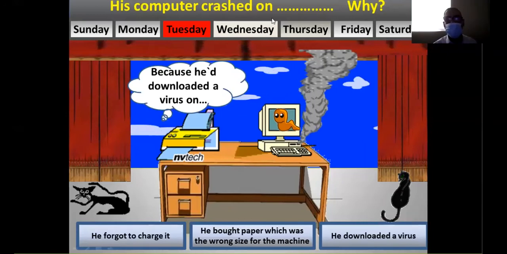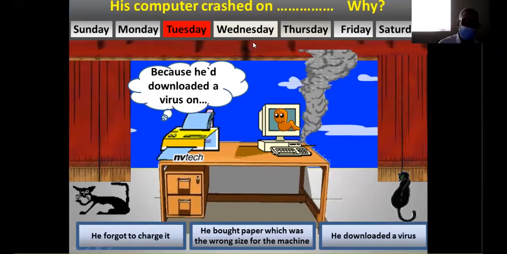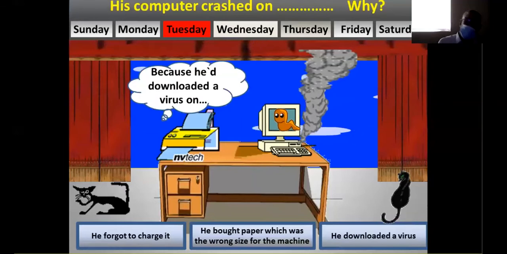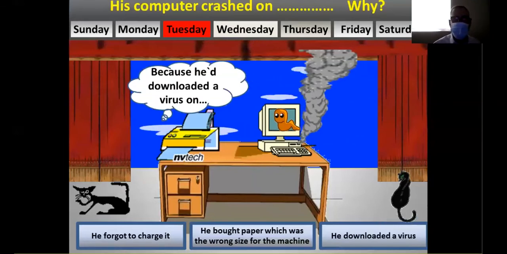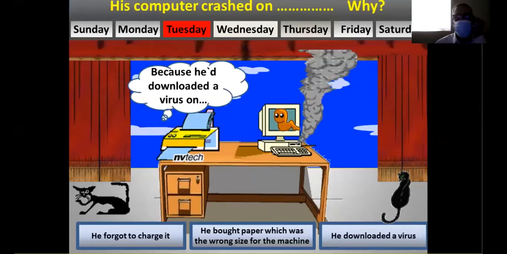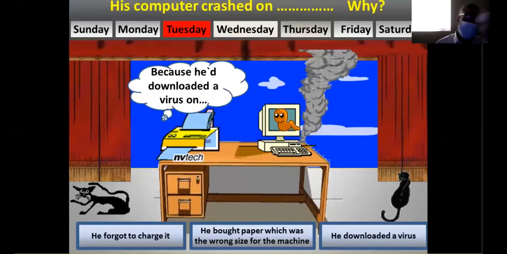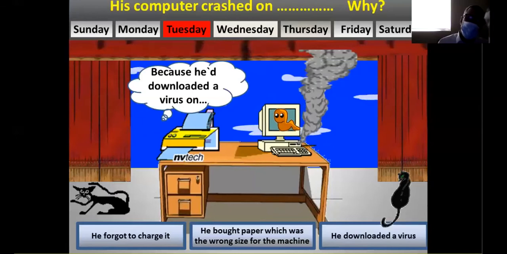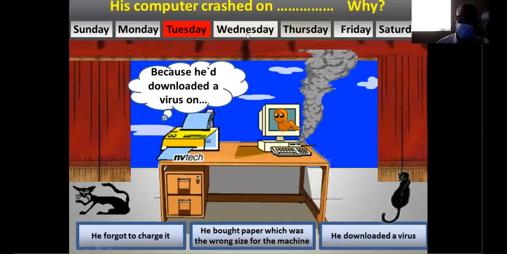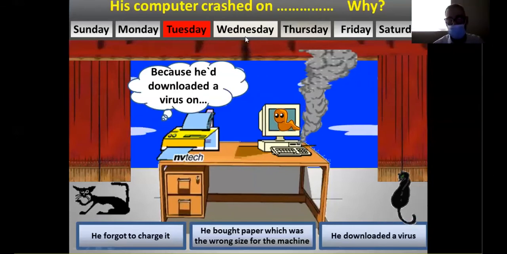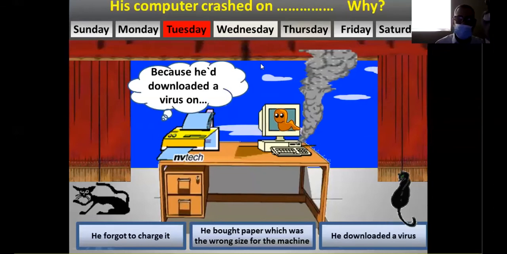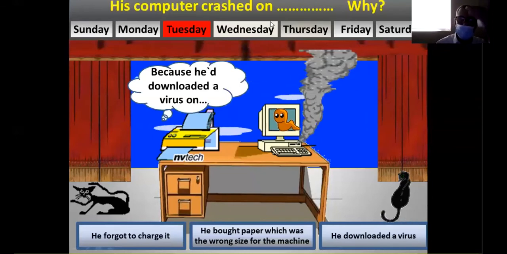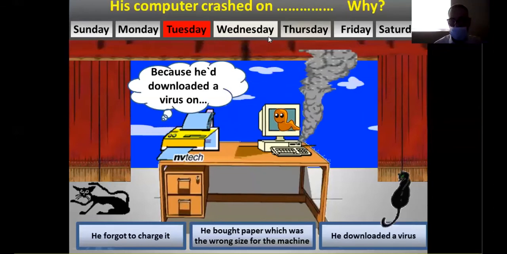Okay, so the action of crashing down of his computer was on Wednesday, because on Tuesday he had downloaded, of course, a virus. He had downloaded a virus, and this is the first action. And this was on Tuesday, because Tuesday comes before Wednesday. Exactly. Then, of course, on Tuesday he had downloaded a virus, and after this, on Wednesday, his computer crashed.